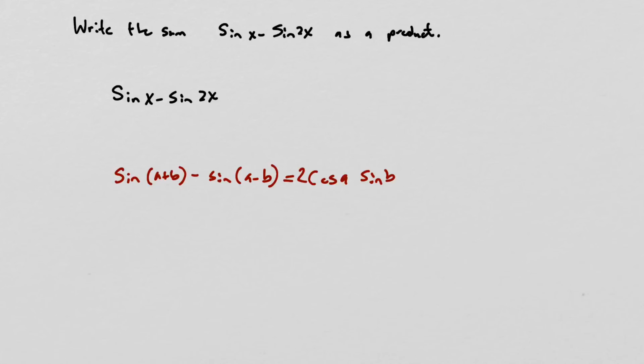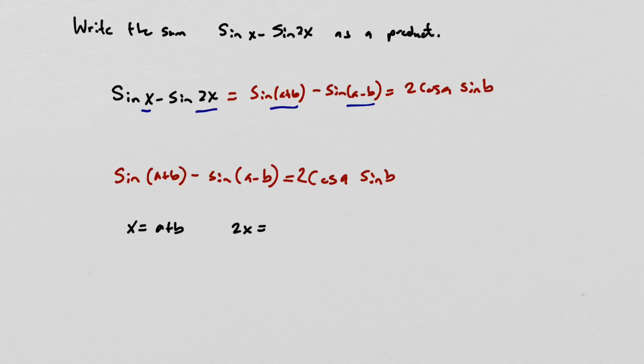And what we'll do is we'll set this equal to what we have. So we'll have sine of a plus b minus sine of a minus b is equal to 2 cosine of a sine of b. And this gives us an equality between our arguments. This says that x should be equal to a plus b, and 2x should be equal to a minus b. And what we'll do is we'll use these two different identities to solve for what our a and b have to be. That way we can just plug them into our formula and we have our solution.